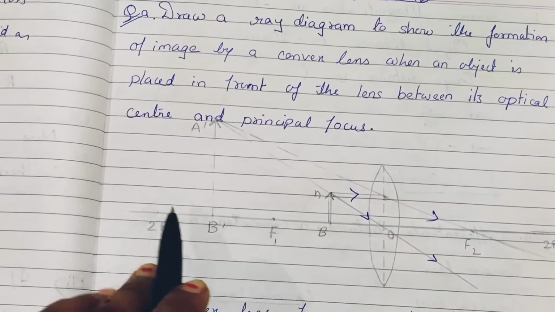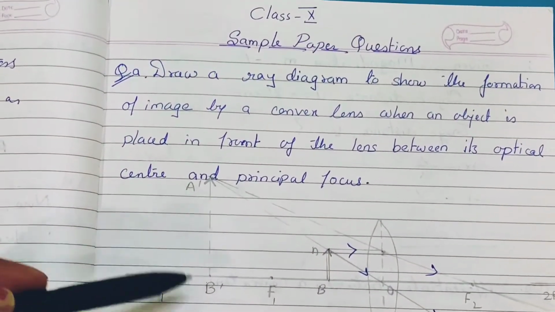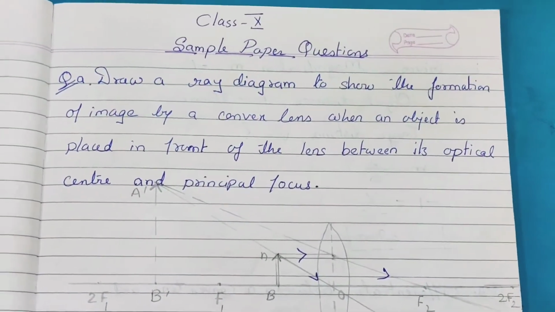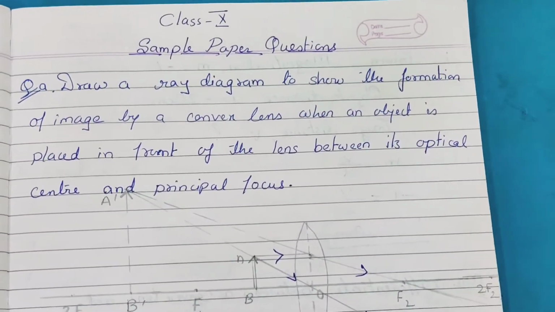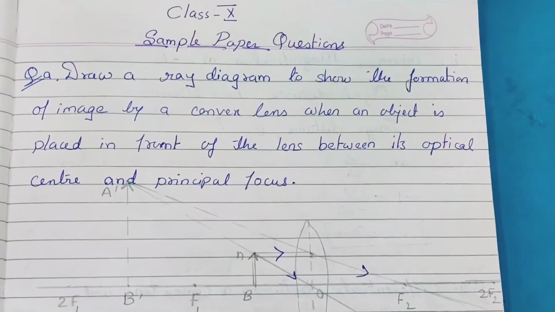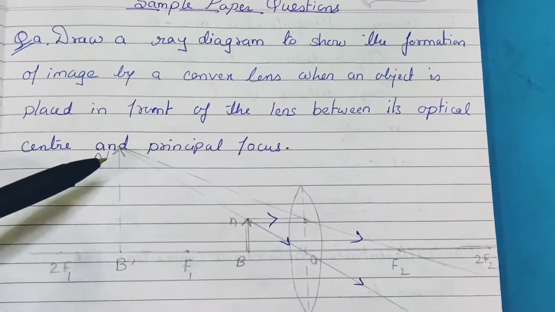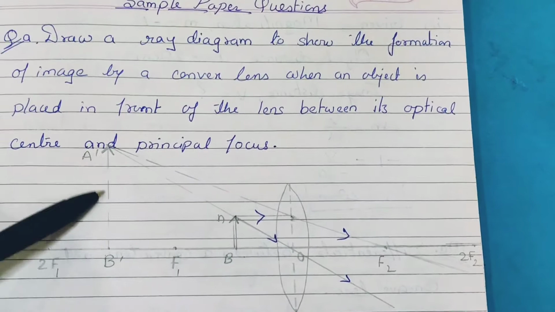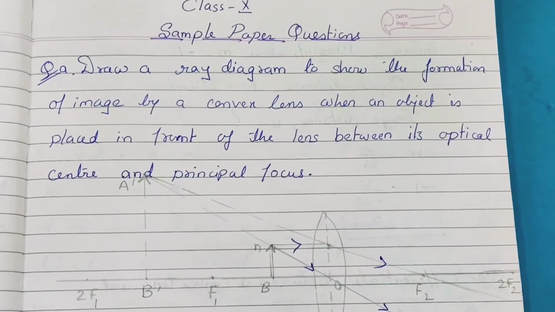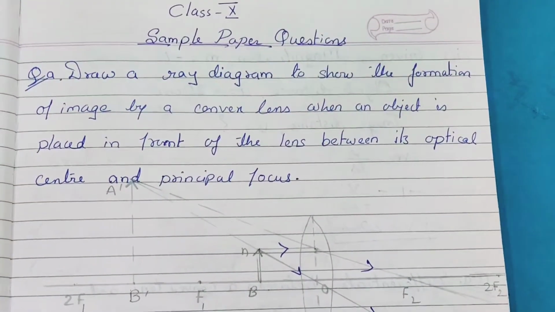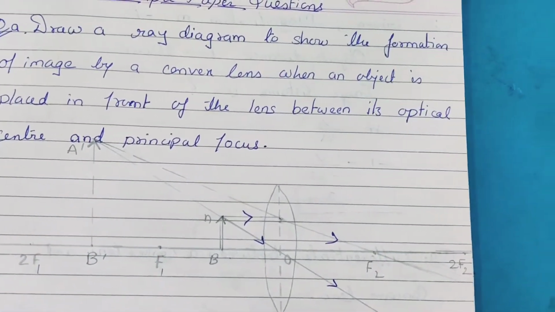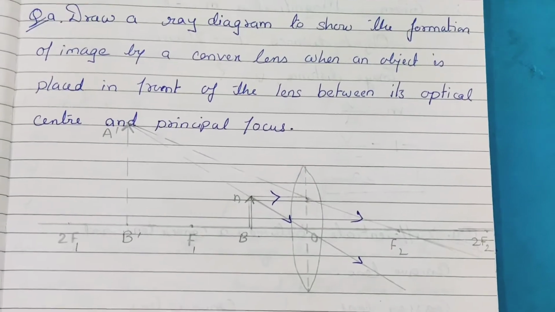And its image, what is its nature? It is large. What are its characteristics, or we can say the nature? The image is formed on the same side of the object. This is the object, and on the same side the image has been formed. Then it is virtual and erect, and larger in size. By the diagram also we can say it is larger in size. So this is question A.